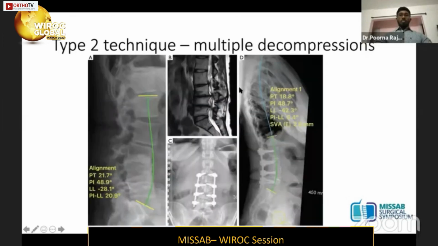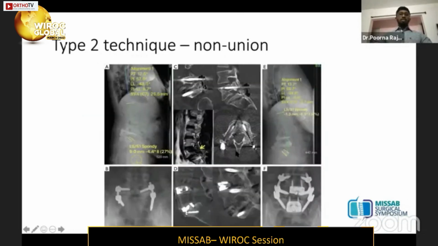So they have done multiple level anterior fusion to achieve the sagittal alignment. This is a type 2 technique. And here it is a type 2 technique again, which is followed for non-union. You can see a translucency around the screw which has already been placed over here. So they have revised the screw with a greater diameter and they have done an anterior interbody cage.